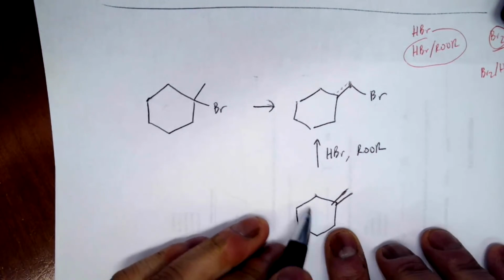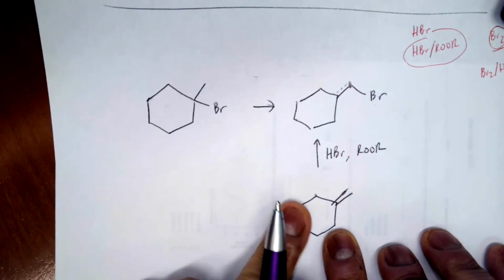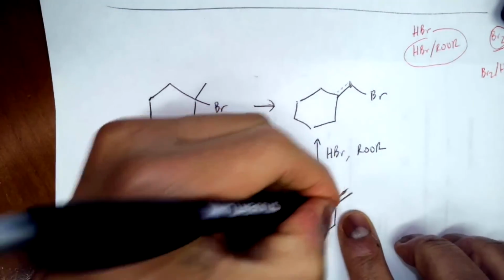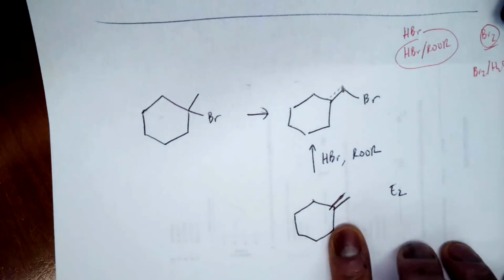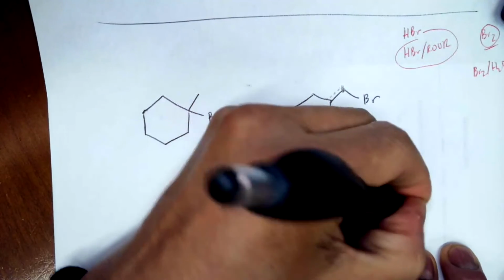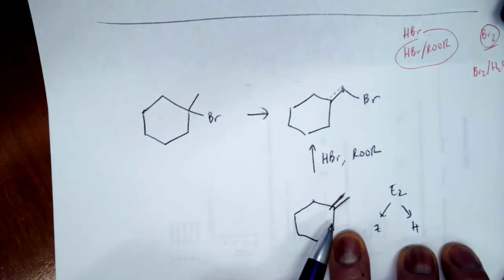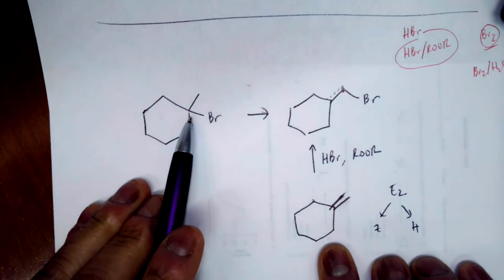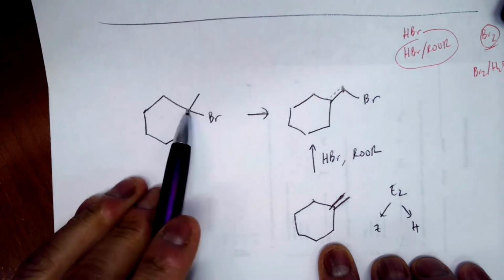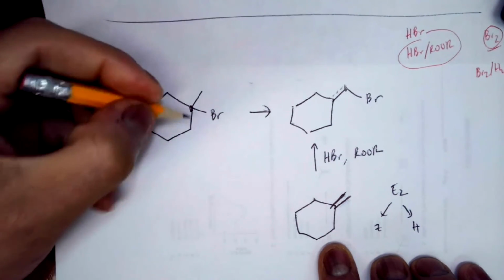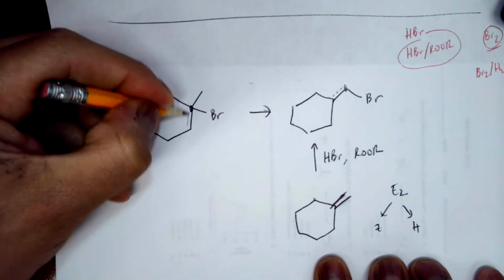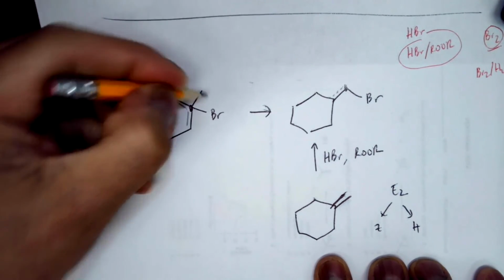Now, is there any way how I can go from this compound to this compound? Let's see. What is this compound? This compound is an alkene. Alkenes are made by E2 reactions. E2 can be Zaitsev or Hofmann. Which one is this? Okay, I see my starting material, which is a halide, right? A halide is a substrate for elimination. I can form an alkene here, here, or here.